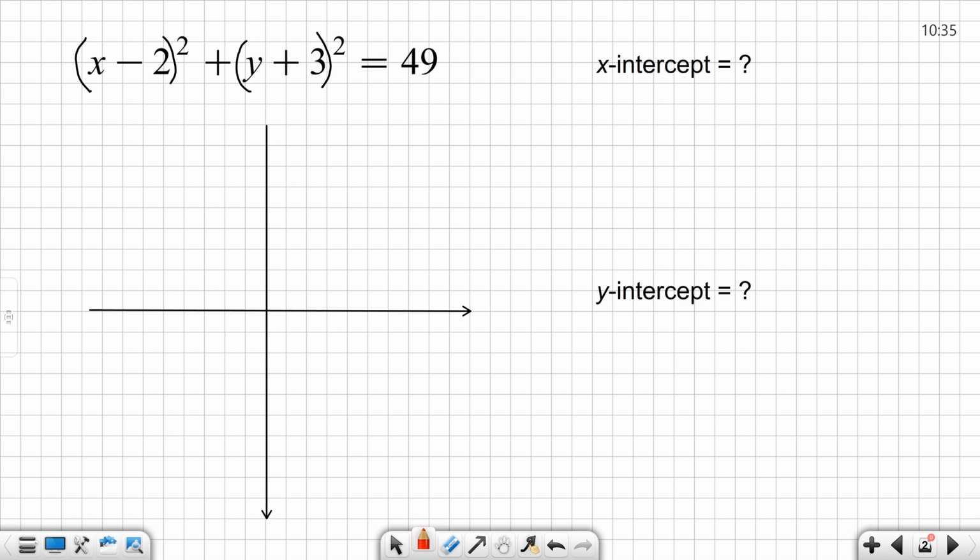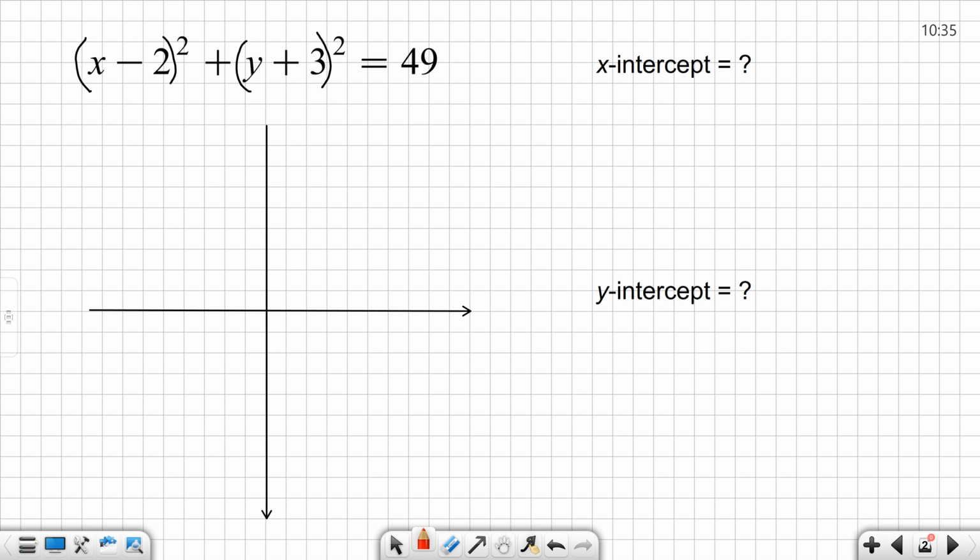Okay, so without drawing the picture, let's talk about this. First of all, where's the center of the circle? 2, negative 3. What's the radius? 7. Will we have x and y intercepts? Yes, because the radius is bigger than both of the x and y coordinates. So we would get probably 2 x-intercepts and probably 2 y-intercepts. And we can go through and do that math again, but we already did it.